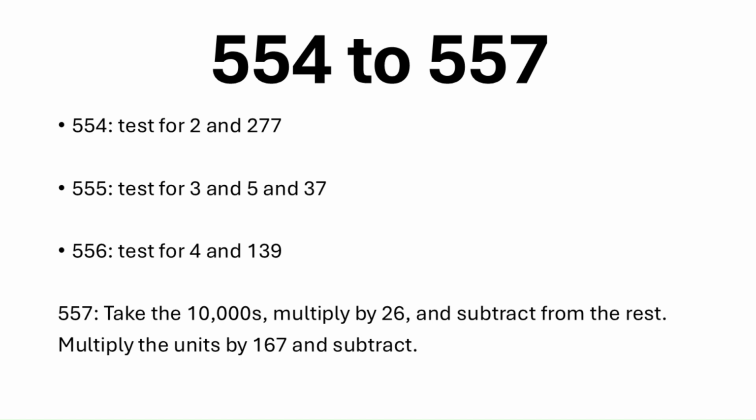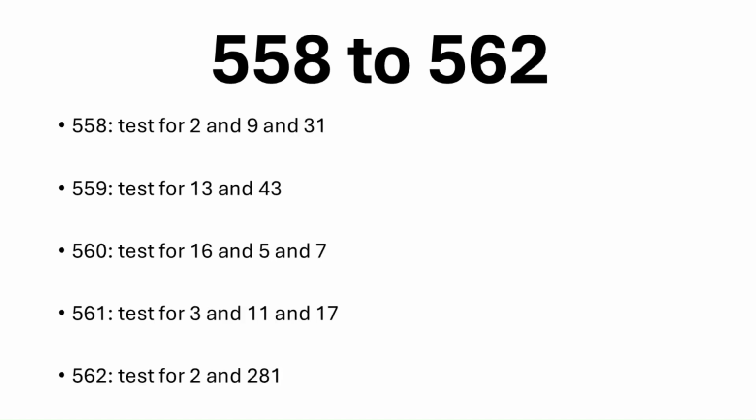557, take the 10,000s, multiply by 26, and subtract from the rest. Multiply the units by 167 and subtract. 558, test for 2 and 9 and 31. 559, test for 13 and 43. 560, test for 16 and 5 and 7. 561, test for 3 and 11 and 17. 562, test for 2 and 281.